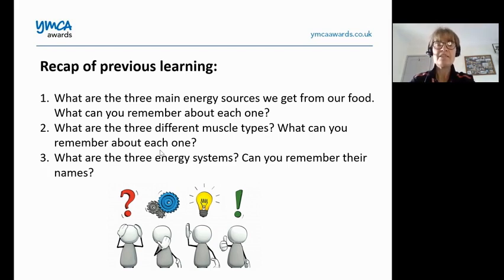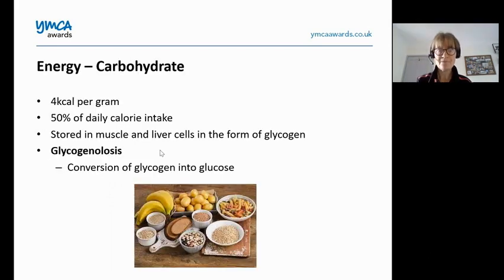Secondly, what are the 3 different muscle types? So this goes back to the muscle contraction video and information that we went through. And what can you remember about each one of those? Because that will also tie into what we're doing today. And from previous learning, what are the 3 energy systems? Can you remember their names or maybe anything about them? So just take a few minutes to have a think about those to get your head in gear before we move on. Okay, I hope that was a useful exercise.